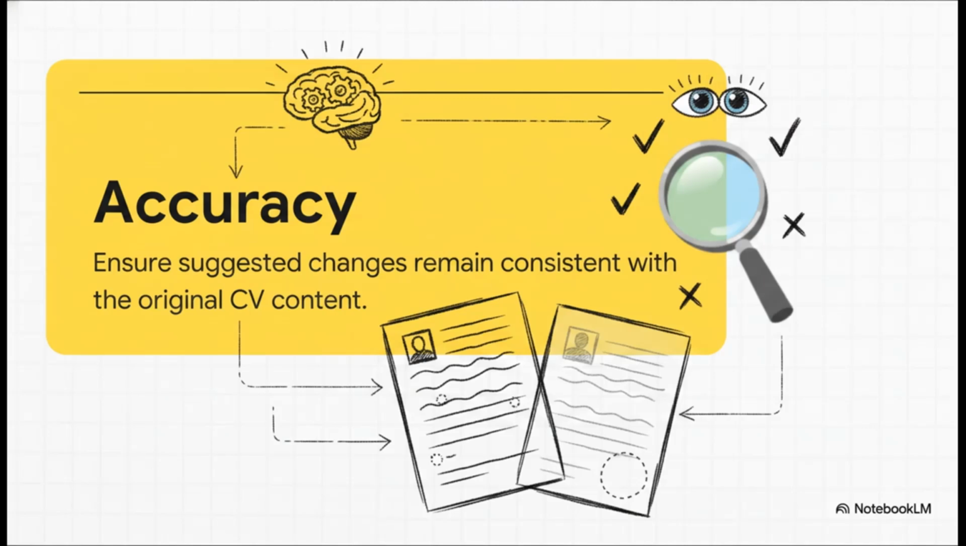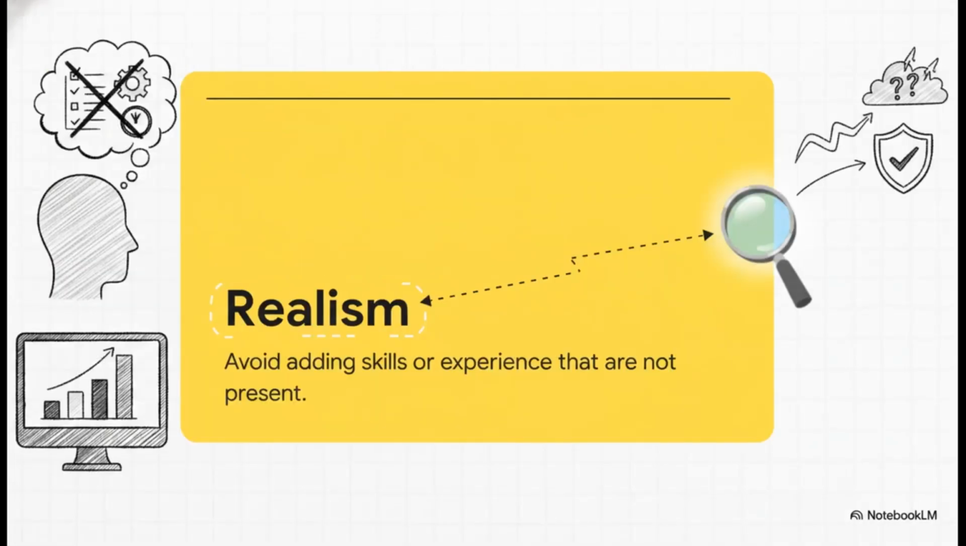If the AI rewrites a sentence to make it sound punchier, you have to verify that the core facts of your client's work history haven't been exaggerated. Next up is realism.